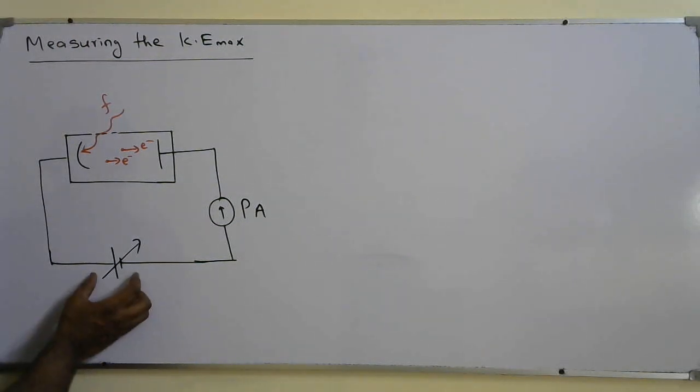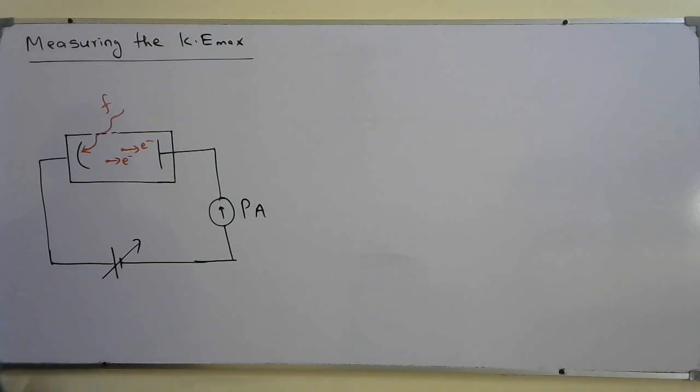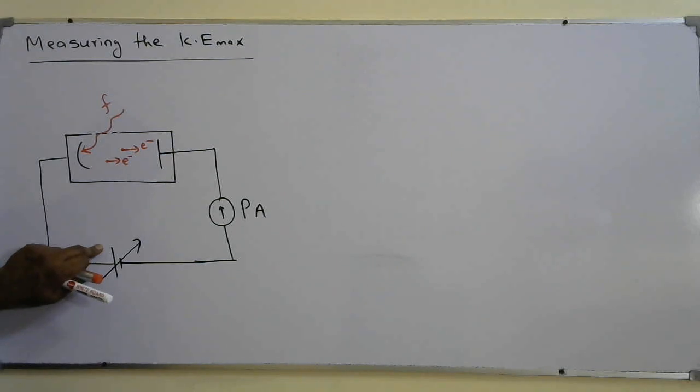Now first you keep the voltage of the variable power supply at 0, then there will be current flow. But increase the voltage gradually. When you increase it, we call this an opposing voltage. When we increase the voltage, what will happen?